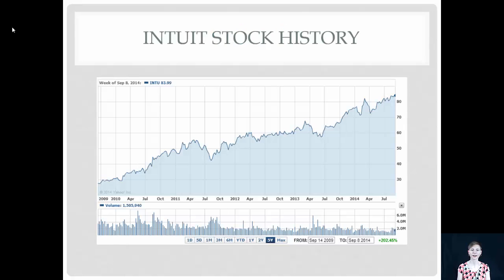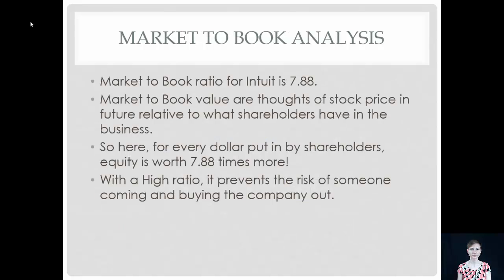Here's a chart of the stock history for the past 5 years for Intuit. I like this aspect too because over the years they have consistently grown. There hasn't been a lot of dramatic spikes and drops. It's just consistently grown, and I like to look at things like this.